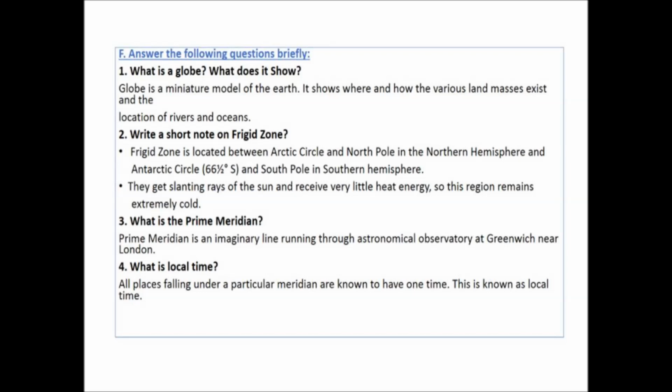Second question, write a short note on frigid zone. Frigid zone is located between the Arctic Circle and North Pole in the northern hemisphere and Antarctic Circle and South Pole in the southern hemisphere.